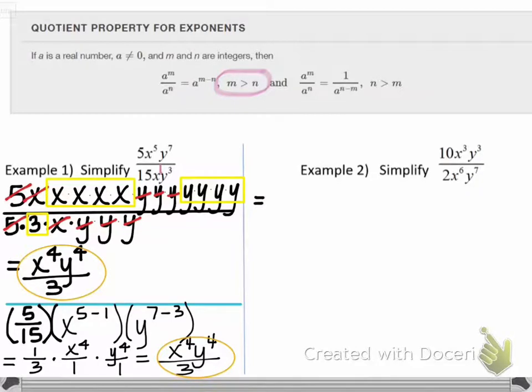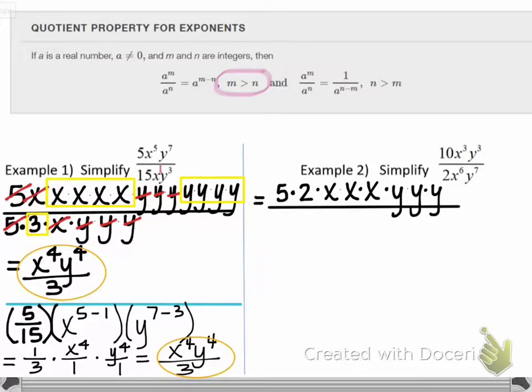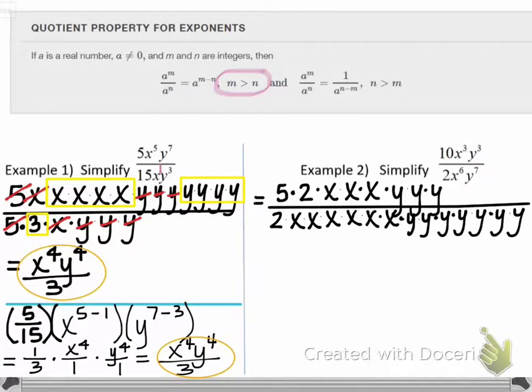I'm going to start by expanding everything in the numerator and writing it as repeated factors. I'm going to start with 10 as 5 times 2. Hopefully you can see why I did that. Hint, hint, there's a 2 in the denominator. And then x to the 3rd is 3 factors of x, and y to the 3rd is 3 factors of y. In my denominator, I have 2 times 6 factors of x, and then 7 factors of y. Let me just expand my fraction bar.